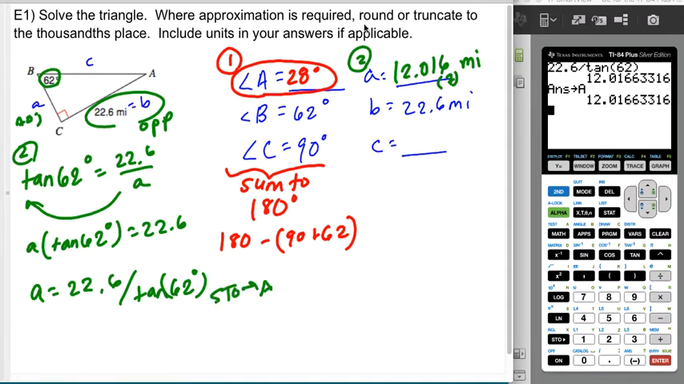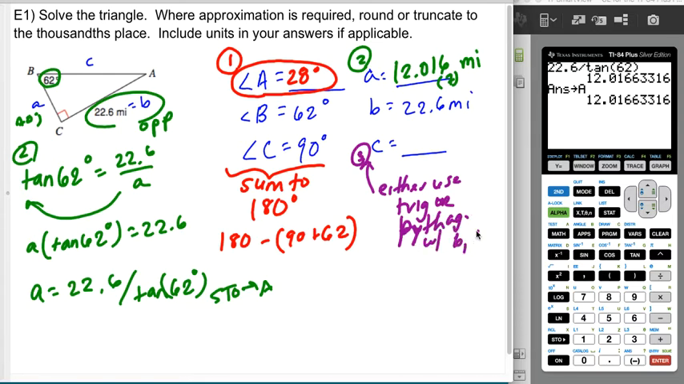Because when I go to find C, there's a couple different ways to find C. I could easily find C using a trig function. So this is the last thing I'm going to find. I could either use trig, or I could use Pythagorean theorem with B and A, because I know A and B now. It really doesn't matter to me which one you pick.